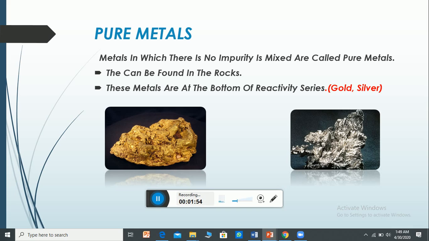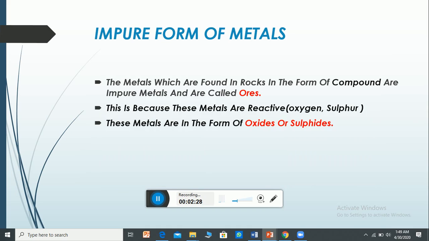If you remember the previous videos, when we discussed the reactivity series, silver, gold and platinum have no reaction with air, oxygen, water or dilute acid. So that's why they remain in their pure form. On the left side of the picture we have gold, and on the right side we have silver. So gold, silver and platinum are the pure form of the metals.